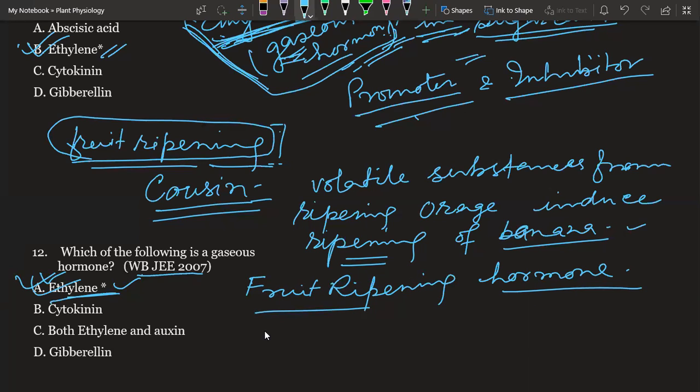It also promotes flowering and synchronization of flowering.